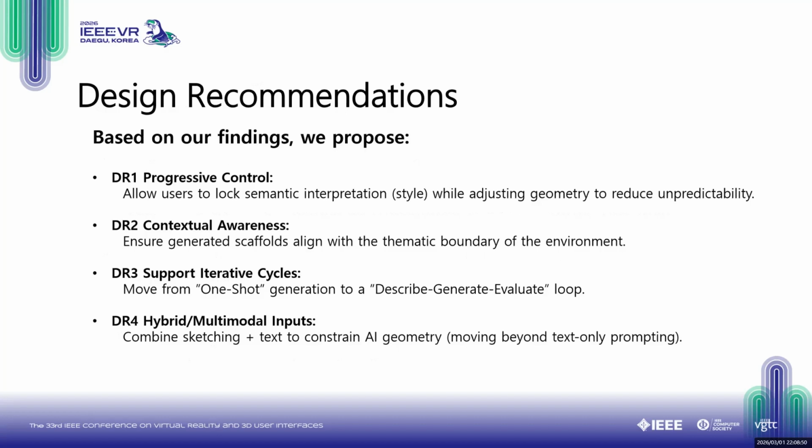Second one is context awareness. The AI should understand the scenes, even in virtual scenes or the real world. Third one is iterative cycles. Move away from one-button results. Support a continuous loop of creating and checking. Last is hybrid inputs. We need to combine sketching and voice to get better AI-generated 3D models as semantic scaffoldings.